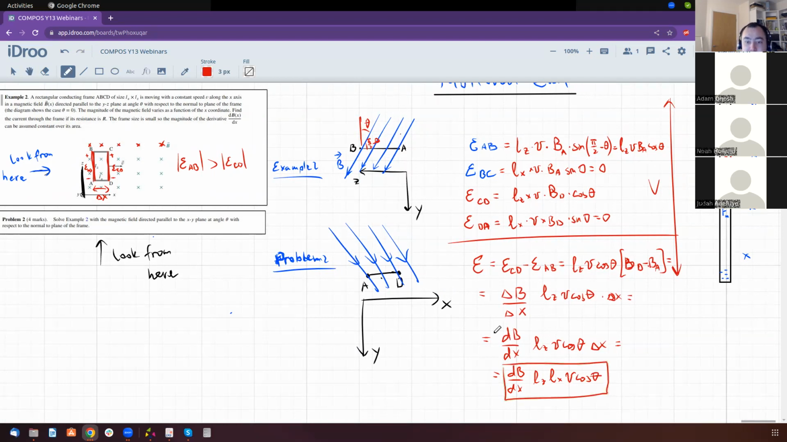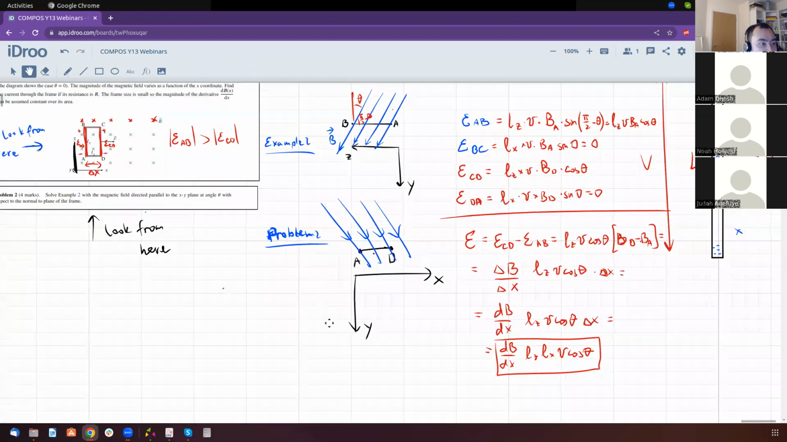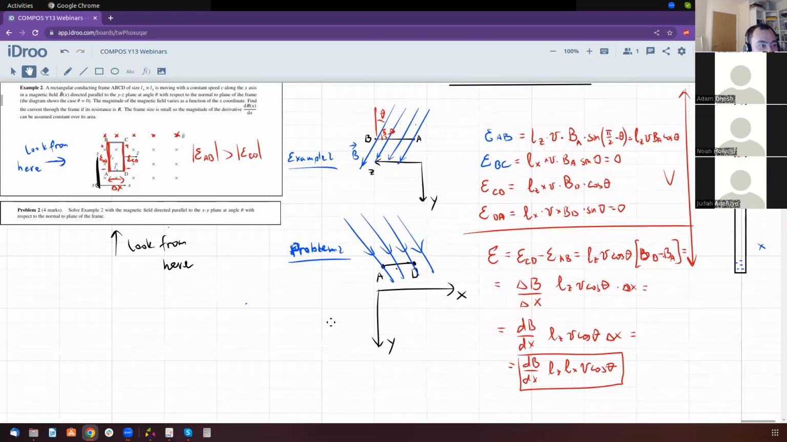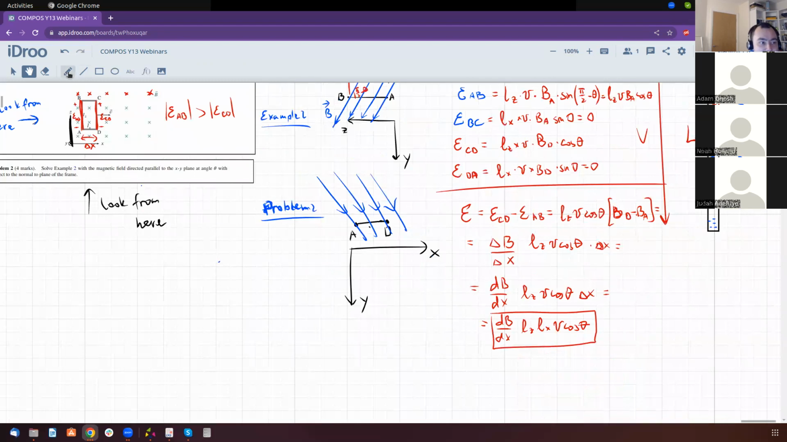This is the EMF, the induced EMF. Where we need the current, right? Yeah, so we need the current. So current is EMF divided by R. So that's dB/dx Lx Lz V cos theta divided by R.